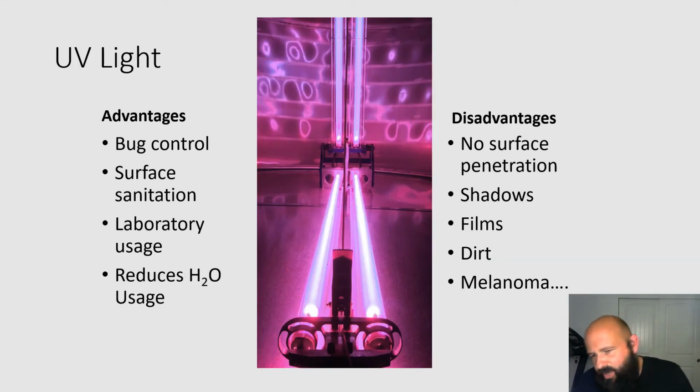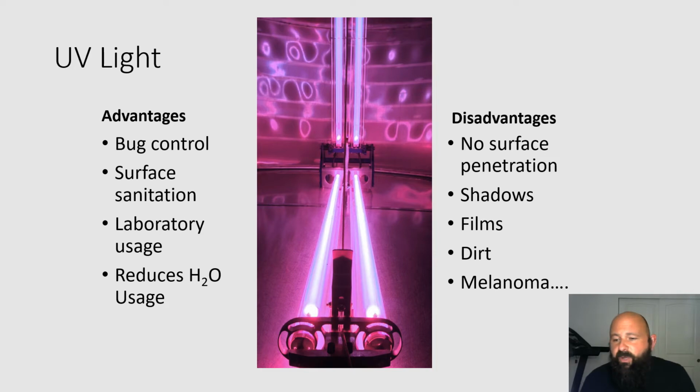UV light. UV lights come on strong, especially as we're looking for ways to use less water. It's really, really good for some stuff, and maybe not terribly good for others. The research is still out on it. It's really good for bug control. It's really good for surface sanitation. And when I say bug control, it's good for, like, I don't know, fruit flies.